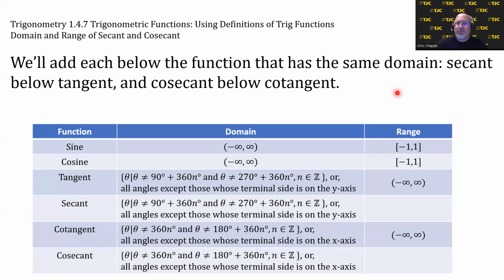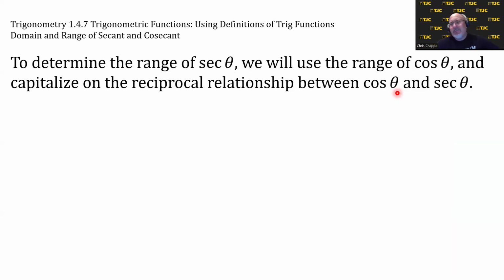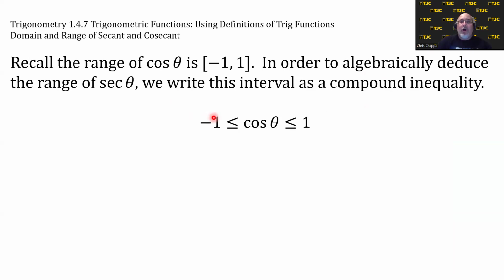But what about ranges? Well, to determine the range of secant theta, we will use the range of cosine theta and capitalize on the reciprocal relationship between cosine theta and secant theta. Recall the range of cosine theta is the closed interval -1 to 1. Closed meaning it includes the endpoints. In order to algebraically deduce the range of secant theta, we will write this interval as a compound inequality. So -1 is less than or equal to cosine, which is less than or equal to 1.